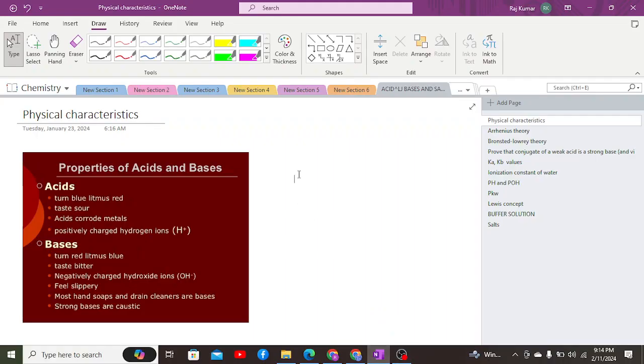Greetings everybody. So today we are going to discuss a new topic, which is based on acids, bases and salts, such that we are going to first discuss the one shot here.